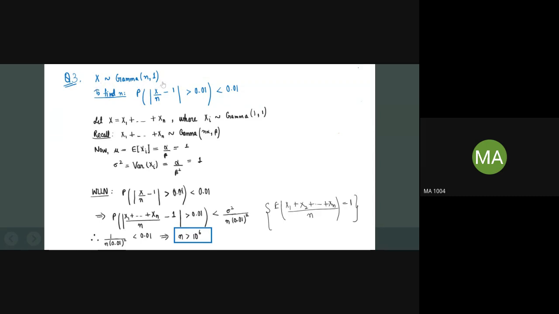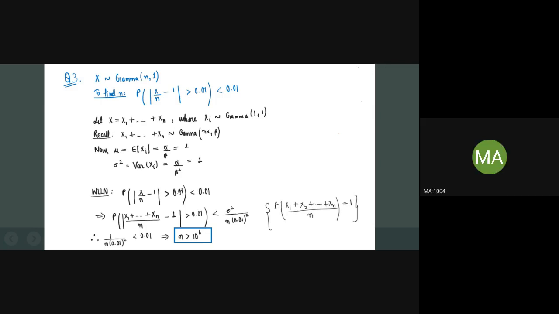There is a property that says if you add n IID gamma distributions, so if you have x1, x2, xn that follow IID gamma alpha beta, then if you sum these random variables, x1 plus x2 plus up to xn, that will follow gamma n alpha comma beta. That property is clear, right?